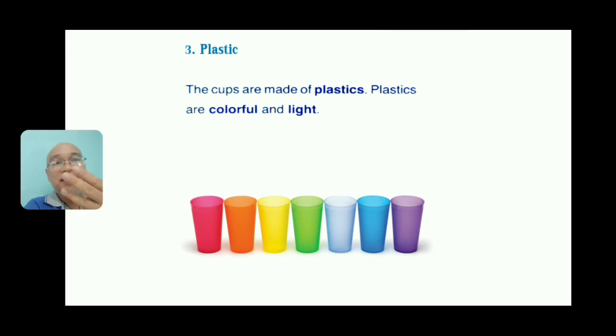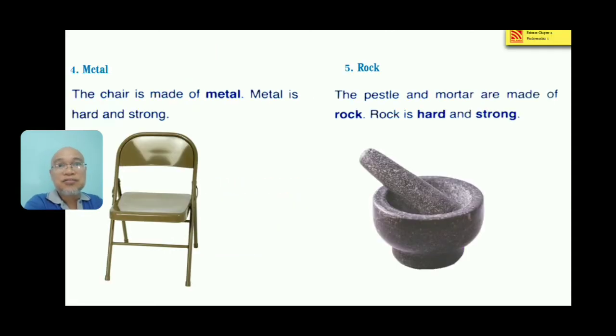Now, number 3 kind of material is plastic. The cups you see in the picture are made of plastic. Plastics are colorful and light. You can carry them easily, okay? They also float. It depends on the kind of material.